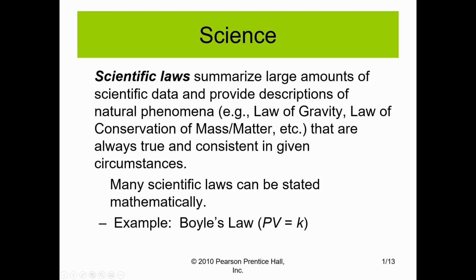When we have enough data that is consistent with a hypothesis, we can create what's called a scientific law. And a scientific law is summarized with a large amount of data that provides a description of a natural phenomena, and a scientific law is always true and consistent given a specific circumstance. And most of the time, scientific laws can be explained with some sort of mathematical equation.